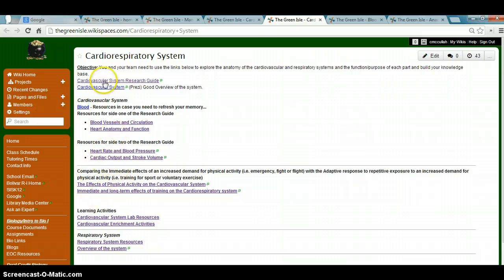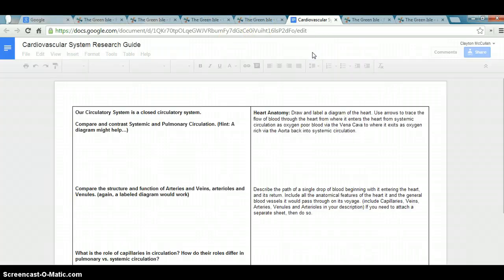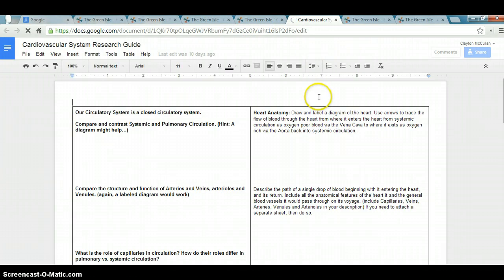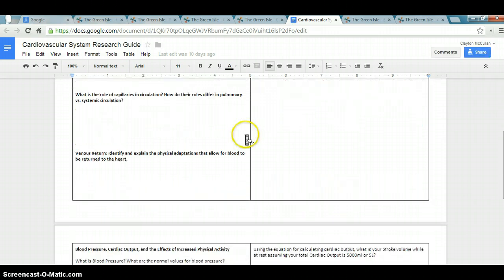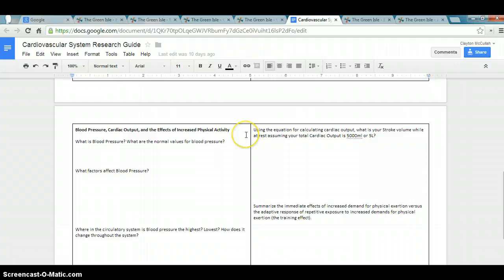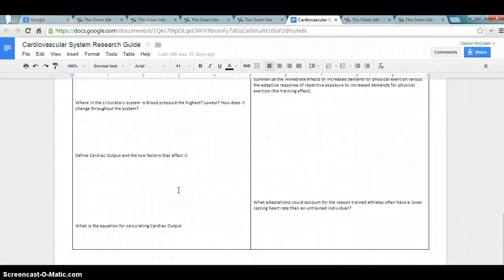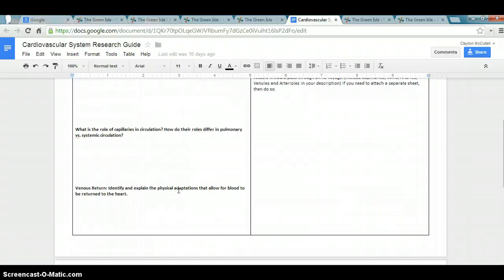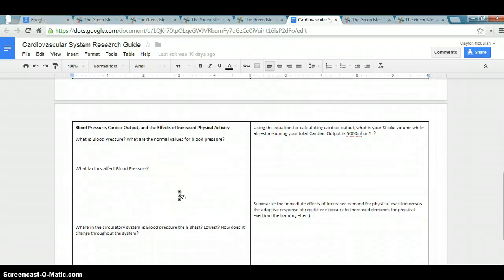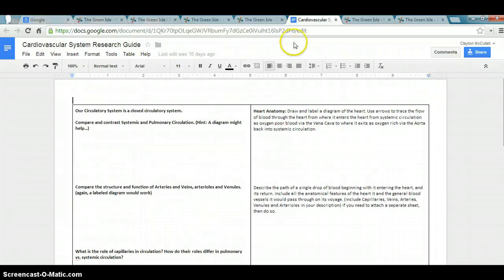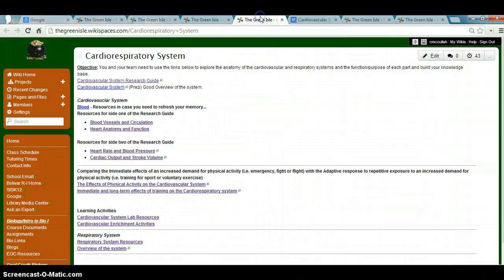So let me show you. On the research guide that you guys have in class, I want you to get through the front page. The nuts and bolts of the cardiovascular system is broken up into 2 systems. I want you guys to just try to get the first page done. Don't worry about the second page. We'll pick up there next time. So again, just get the first page done. That corresponds to these 2 links right here, getting the nuts and bolts of the anatomy and function of the cardiovascular system.